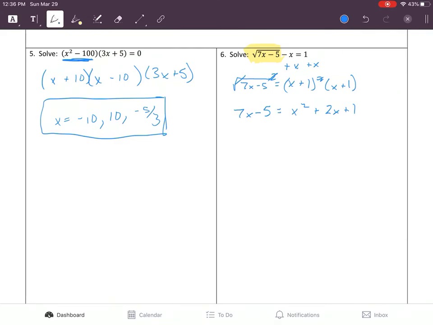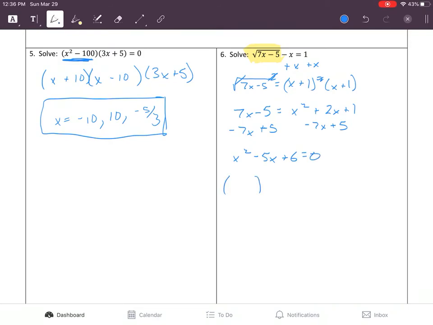Now we want to get everything on one side of the equation to set it equal to 0. I'm going to suggest you subtract the 7x and add the 5. The reason I would do this is because if you do it the other way, you'll get a negative x squared, which makes the factoring process a lot more difficult than it has to be. So I end up with x squared minus 5x plus 6 equals 0.